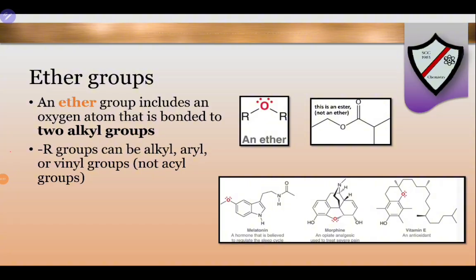There are some natural examples of ethers given in the box below. We can see some pretty well-known compounds. Melatonin, something our bodies produce, and morphine and vitamin E, which we get from natural sources, have ether groups included in their molecules, and quite a lot of biological molecules exhibit ether groups within them. Those are just some common examples.